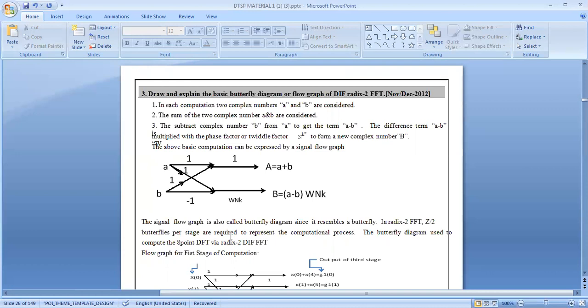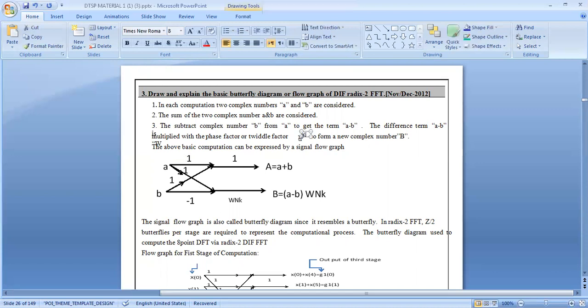Okay, in the next step, we have to make a difference of the two complex numbers A and B. What will be the answer? A minus B. That has to be multiplied with the phase factor or twiddle factor W_N to the power of k to form a new complex number.